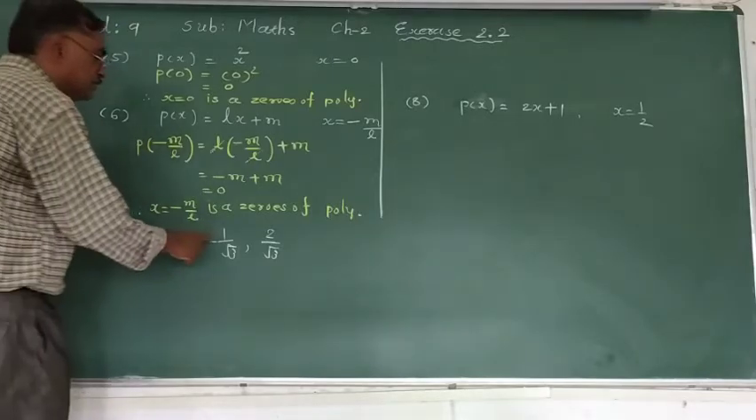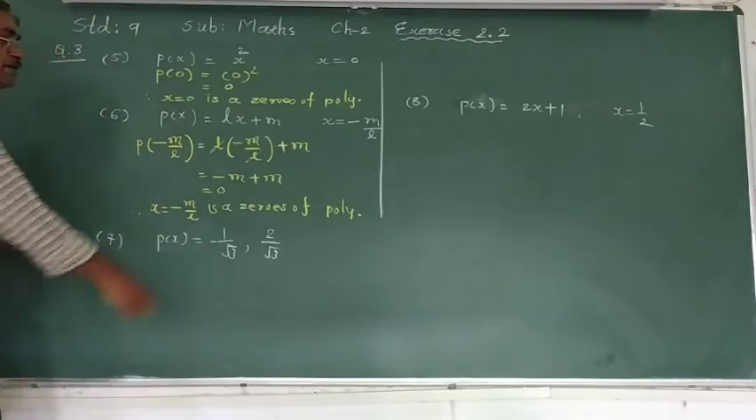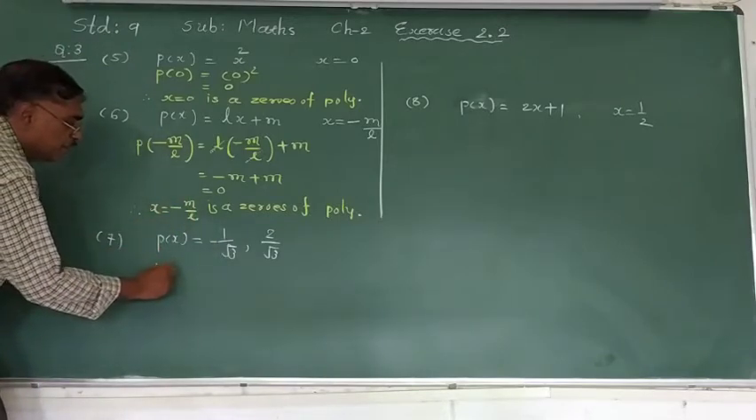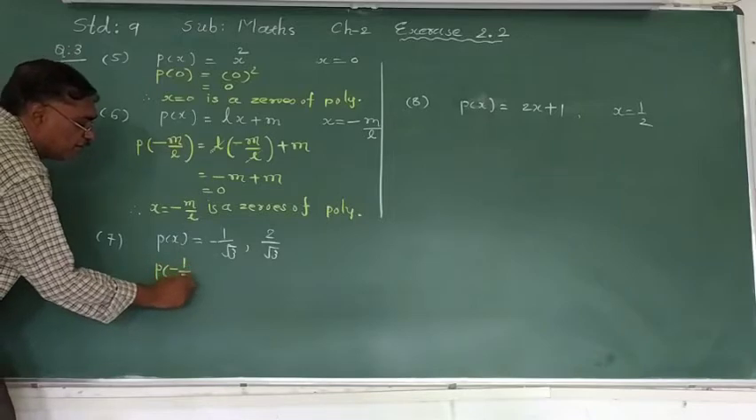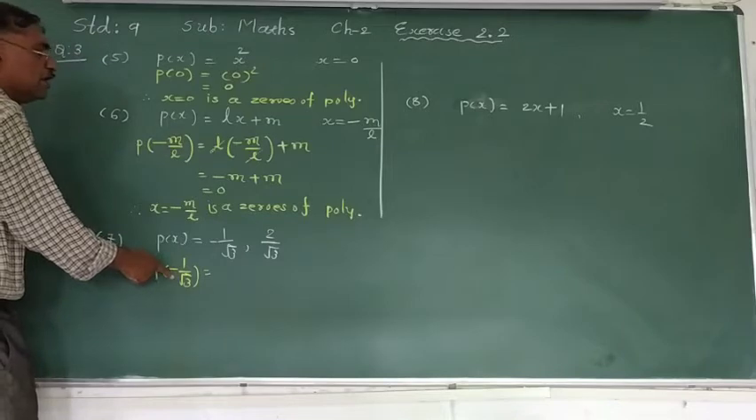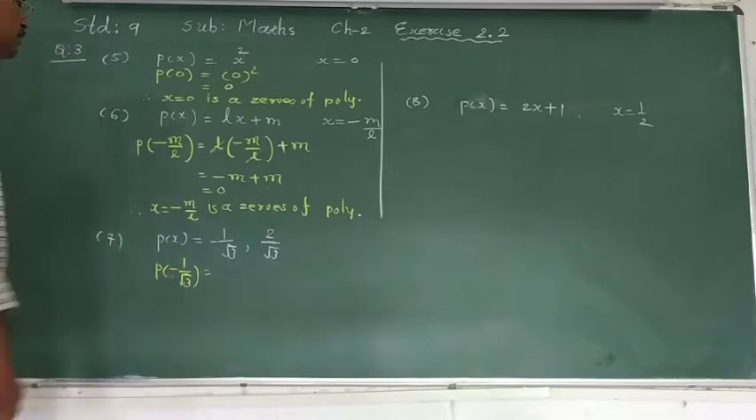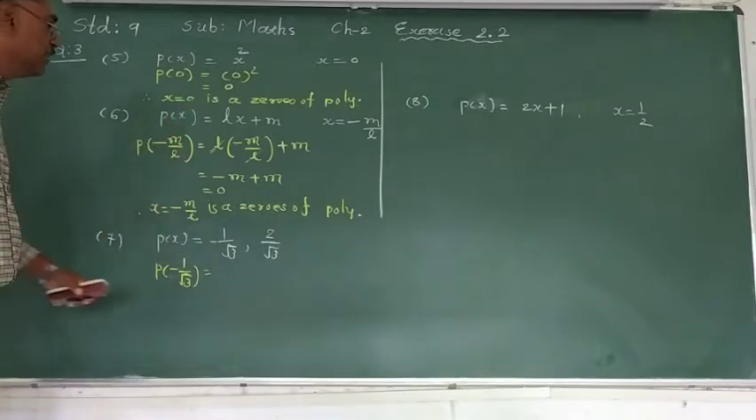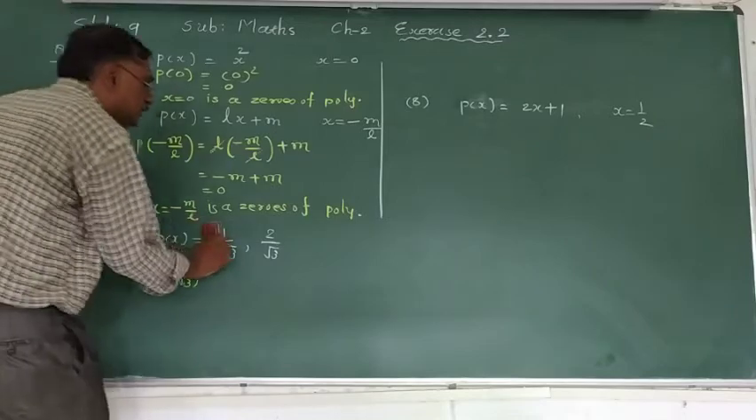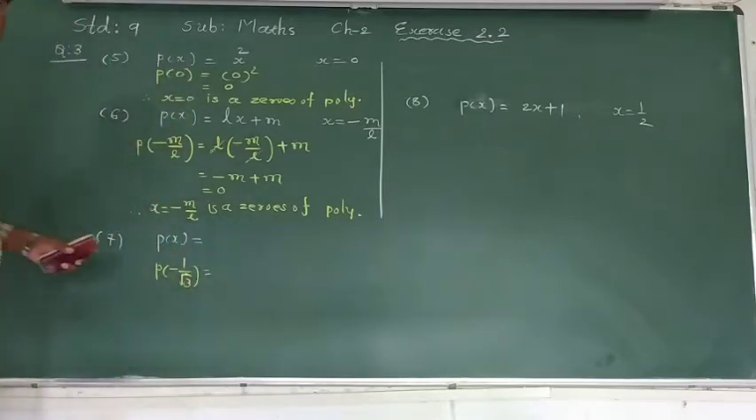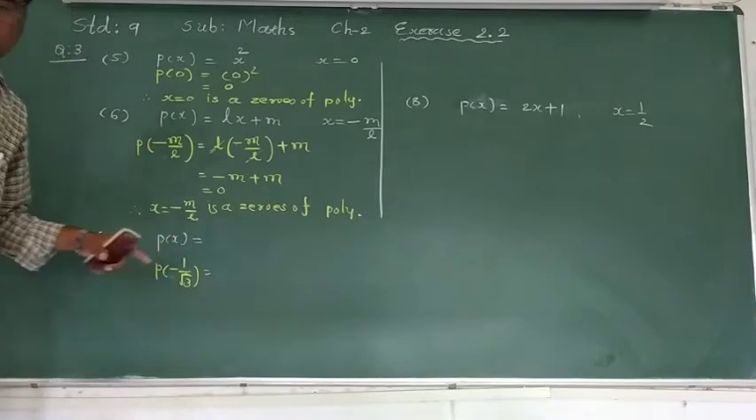Here two values are given, minus 1 upon root 3 and 2 upon root 3. So first we put p of minus 1 upon root 3, writing x equal to minus 1 upon root 3 in place of x. We do not write the question here; we write the direct values. We write the polynomial here, then we can write. Don't write this in your notebook now.